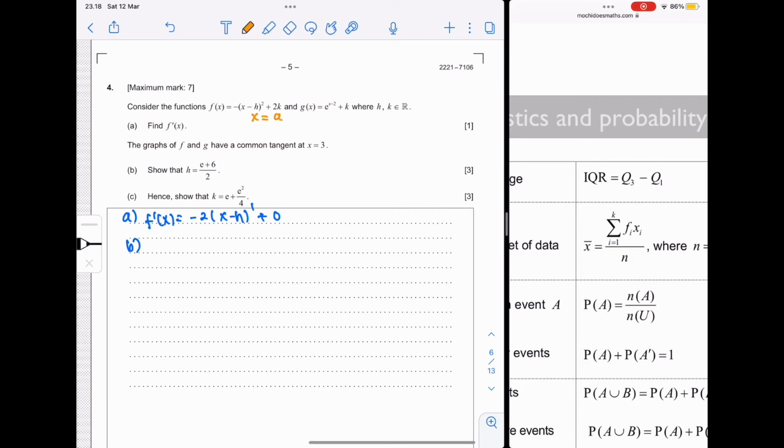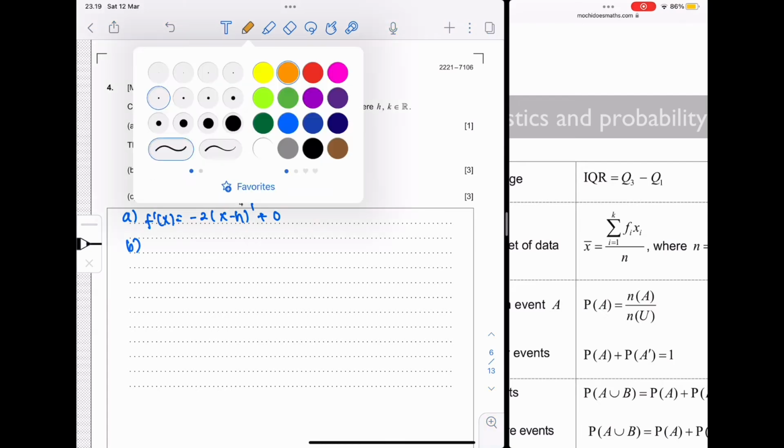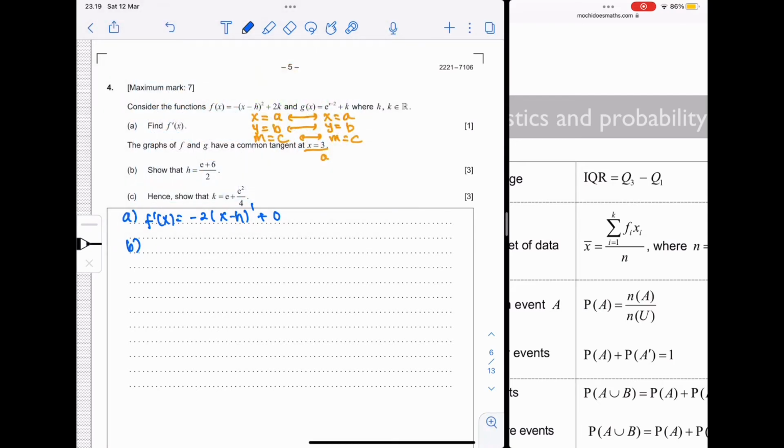If x is a, this is a, so here also a. If the y is p, for the second equation y will equal p. If the gradient is c, this part also c. This will only show you that they are exactly the same. It has nothing to do with our calculation. It's just a basic concept. I just want to show you that they are sharing the same coordinates and the same gradient. Okay?